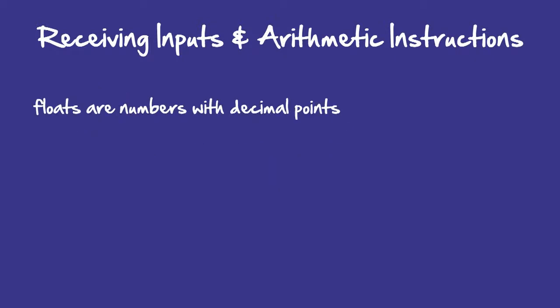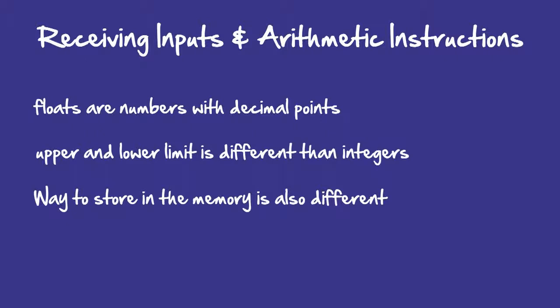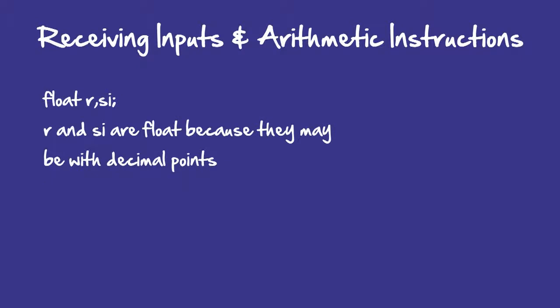Floats are nothing but numbers with a decimal point, but the upper and lower limit of float is different than integers. Also, while storing these numbers inside the computer, they are stored in different ways. We have declared rate and simple interest as float because they can be with a decimal point.